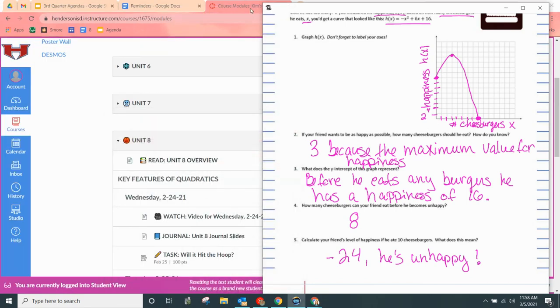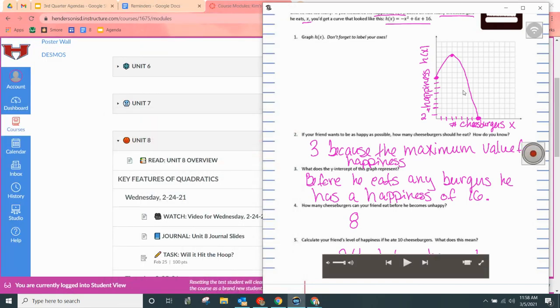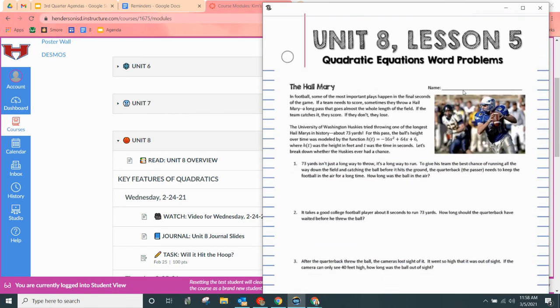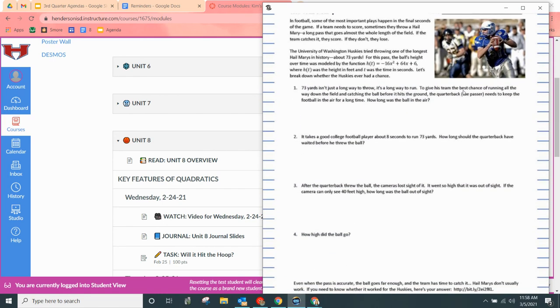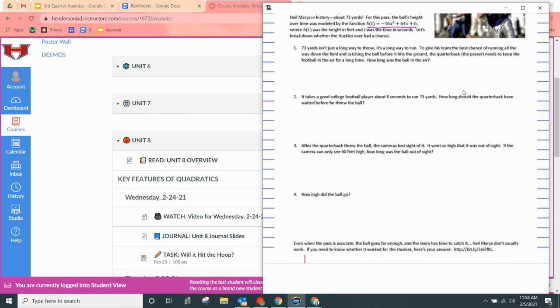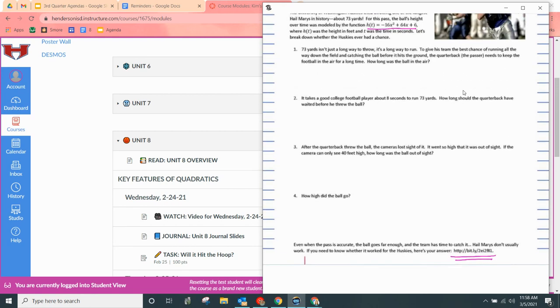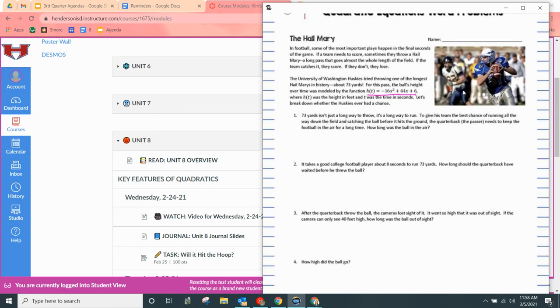So I want you to try your hand at these. If you have some questions, I want you to go ahead and try the next one too, the Hail Mary pass. It's a similar problem. They're giving you an equation. You can type it in Desmos, read the little scenario, and then there's actually a link down here. You can watch the video at the end to see if this team actually completed the pass. So that's kind of interesting. See if it worked for the Huskies. So answer these questions. Similar thing.